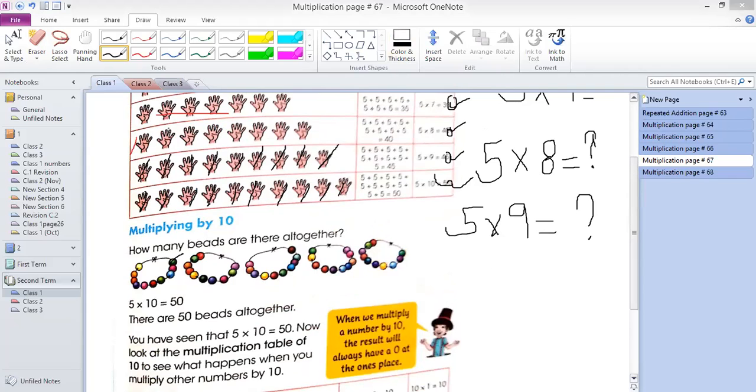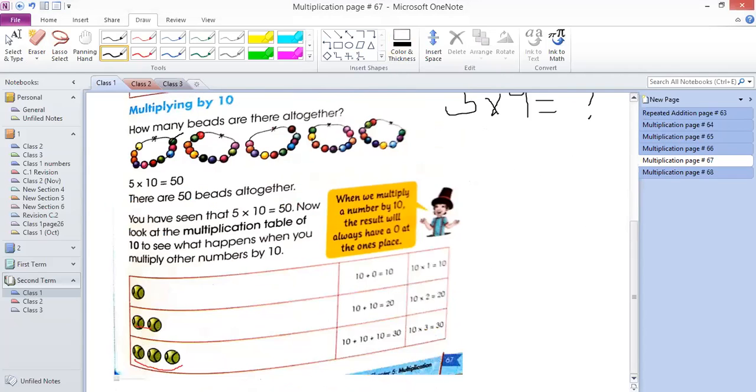So how many beads are there altogether? The question is multiplying. Now we are going to check table of 10. So I will check how many beads are there. This is 1, 2, 3, 4, 5, 6, 7, 8, 9, and 10. So there are total 10 beads, guys. And how many groups of 10s are there? So I will count the number of groups.